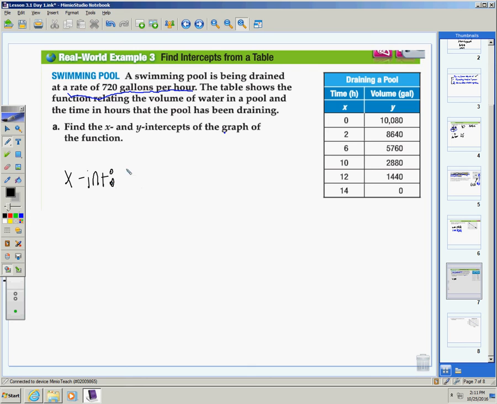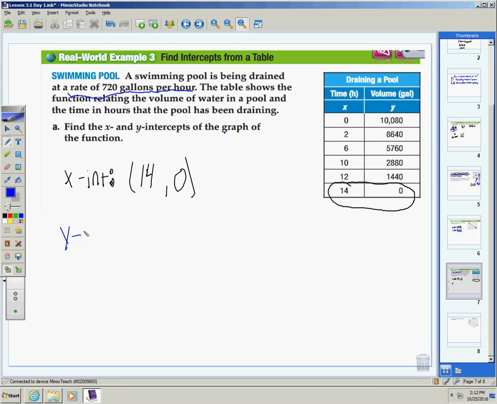Because what do we know about an x-intercept? Well, for an x-intercept, y is always going to be 0. Y is always 0 for an x-intercept because if I'm on the x-axis, then y must be 0. So I just look at my table. Where is y 0? Y is 0 when x is 14. There's my x-intercept. I can find that from a table because I know y is always 0 for an x-intercept.